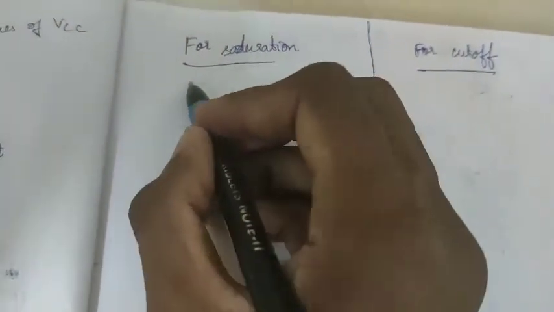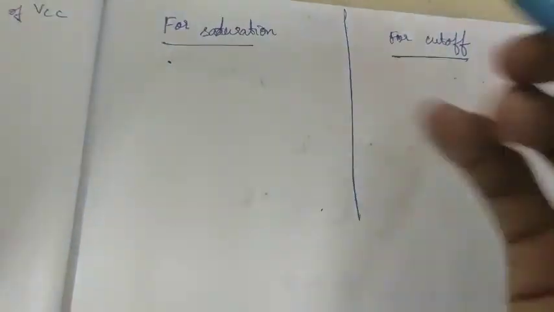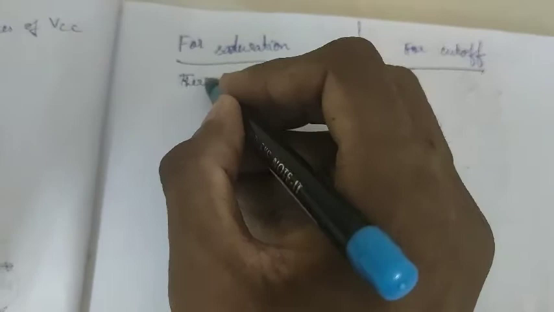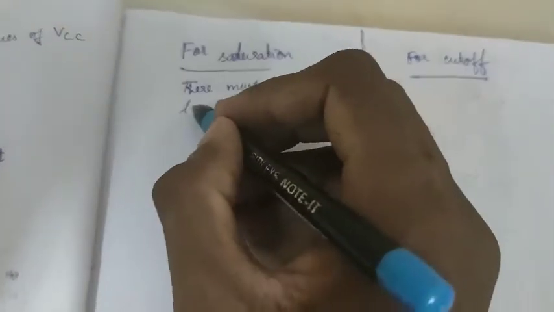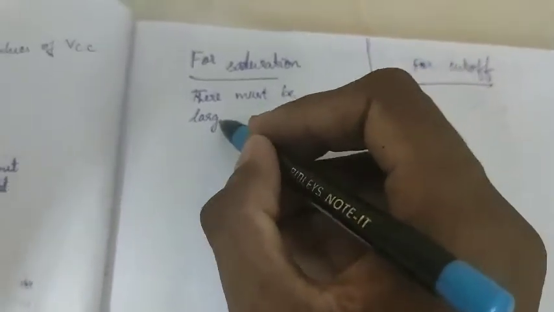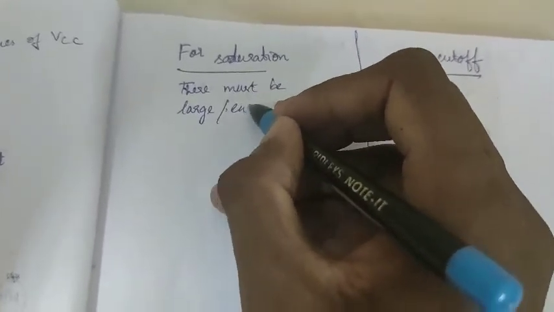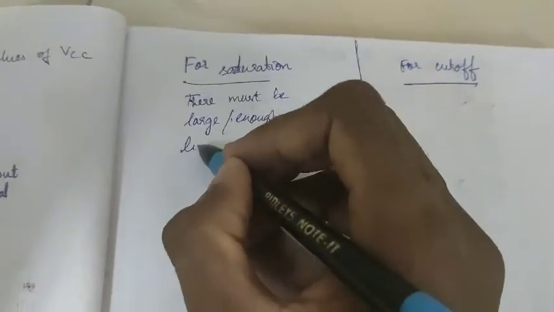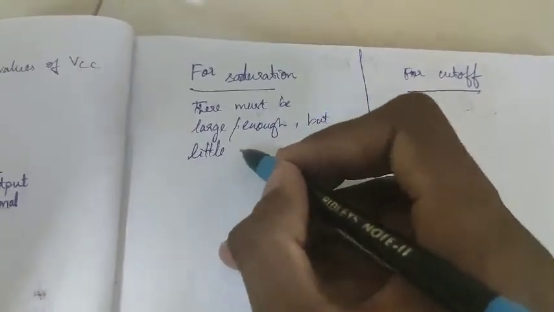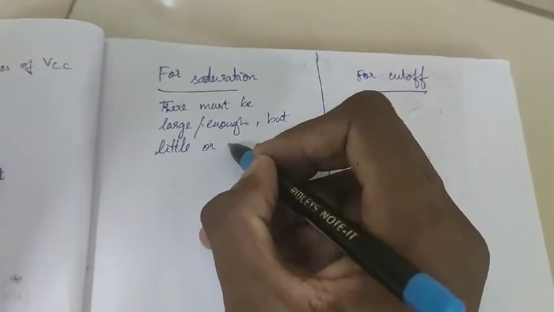In the saturation region there must be a large enough current but little or zero voltage, mostly zero.